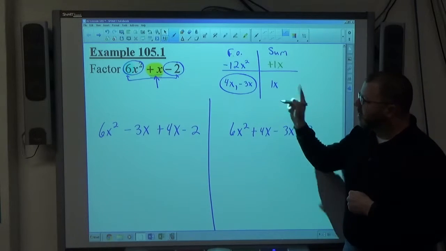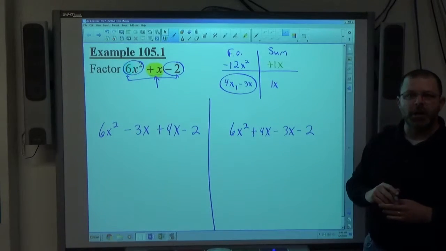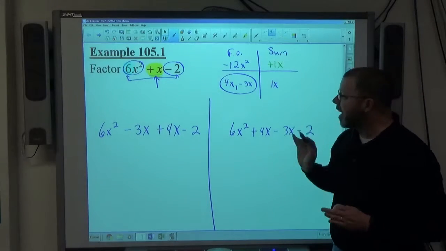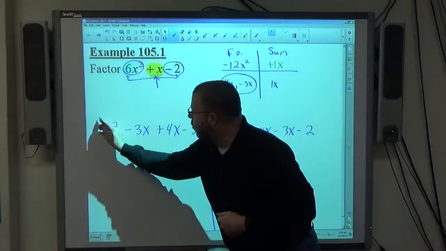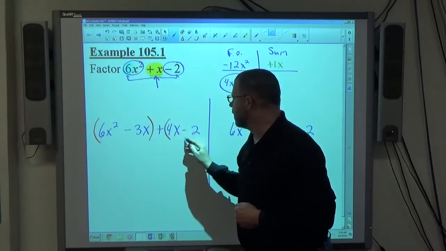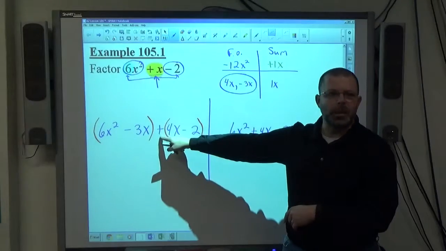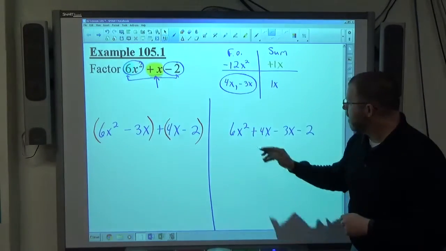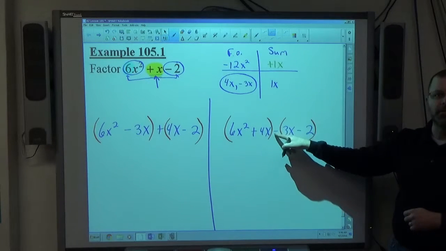All right? I'm going to tell you that this one's better than this one, and the reason why is we're going to factor by grouping. When you factor by grouping, you're going to group things together, pairs of things. So if I group here and I group here, what's in the middle of the groups is a plus sign. If I group here and group here, what's in the middle of the groups is a minus sign.